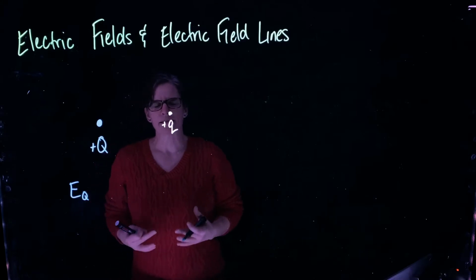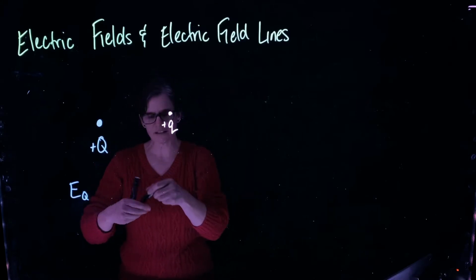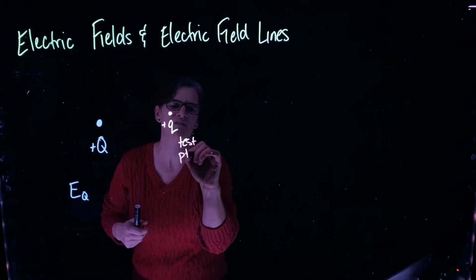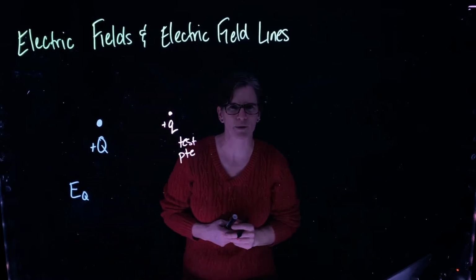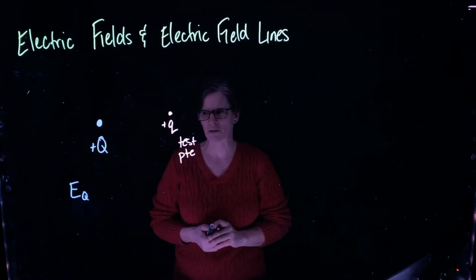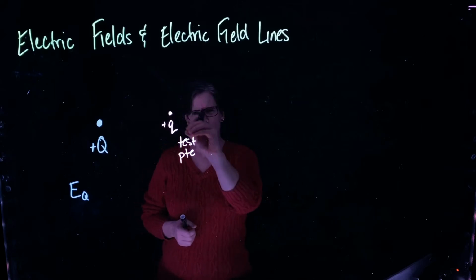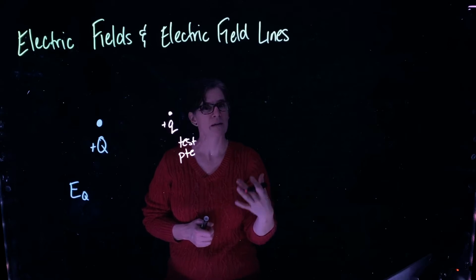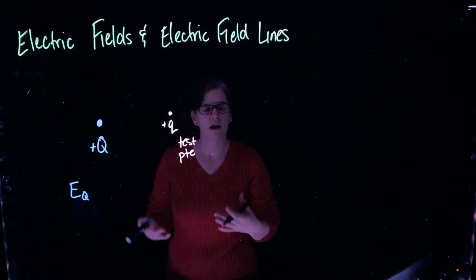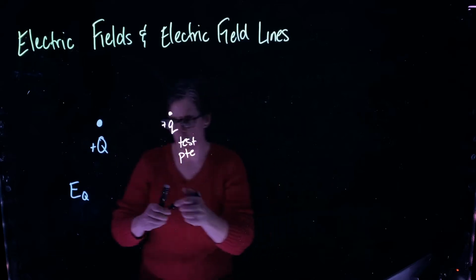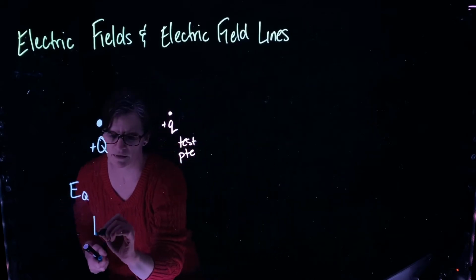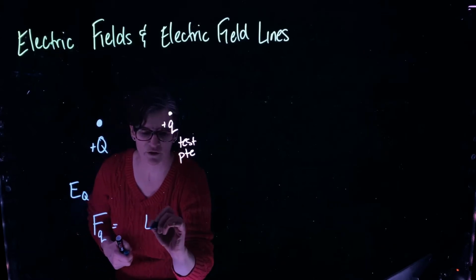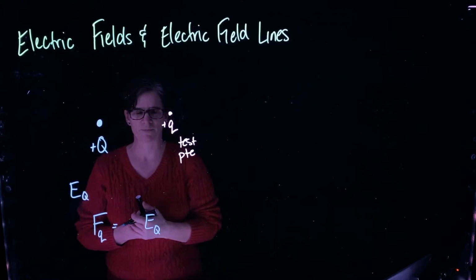Now that tells us that little q, we'll call this our test particle. So little q is our test particle. And by convention, we use a positive test particle when we're dealing with electric field descriptions. When I place little q into the space with big Q, it feels a force as the result of that electric field. So the force that little q feels is a result of the electric field of big Q.